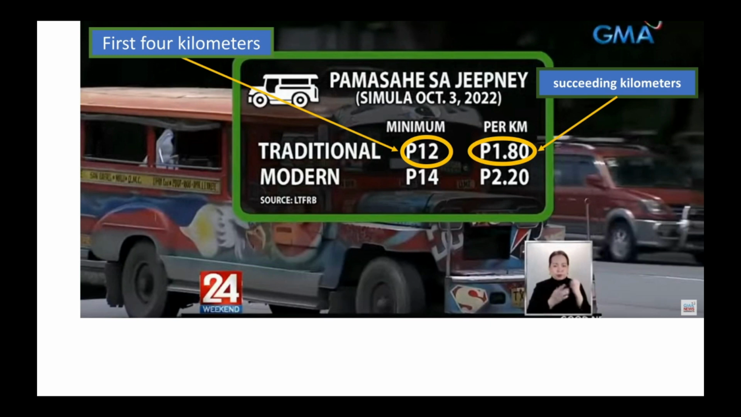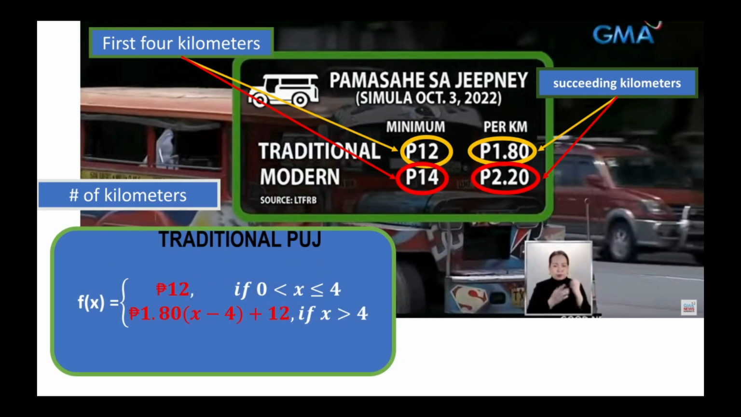On the other hand, the modern jeepney will have a new minimum fare of 14 pesos for the first 4 kilometers and 2 pesos and 20 centavos for every succeeding kilometer. This situation is a good example of a piecewise function, where x represents the number of kilometers traveled.